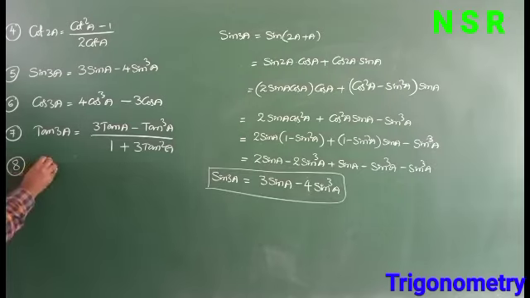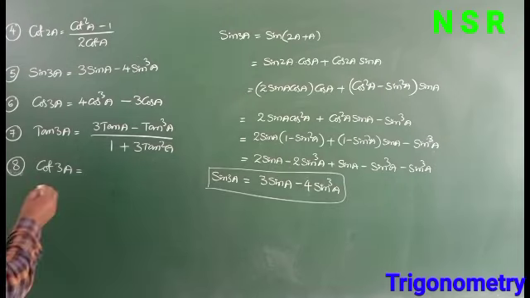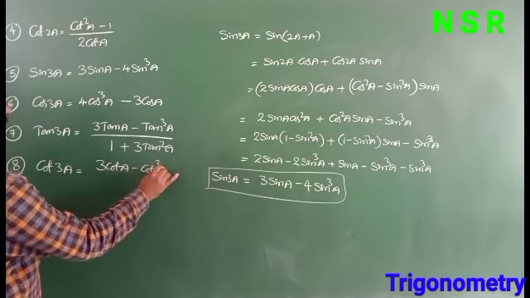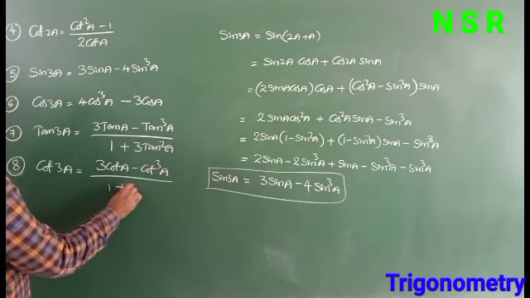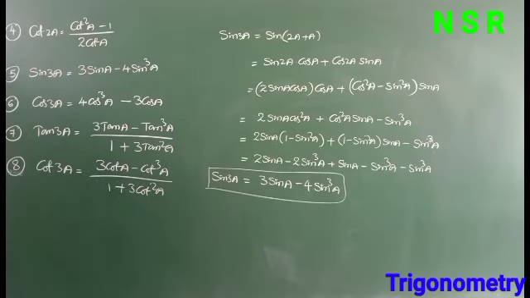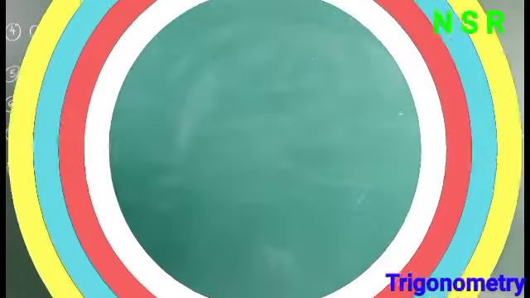Next we have cot 3a. How to prove the cot 3a formula? Cot of 2a plus a, right? Here we get 3 cot a minus cot cube a by 1 plus 3 cot square a. So cot 3a equal to 3 cot a minus cot cube a by 1 plus 3 cot square a. So this is the cot 3a formula. So sin 3a, cos 3a, tan 3a and cot 3a.